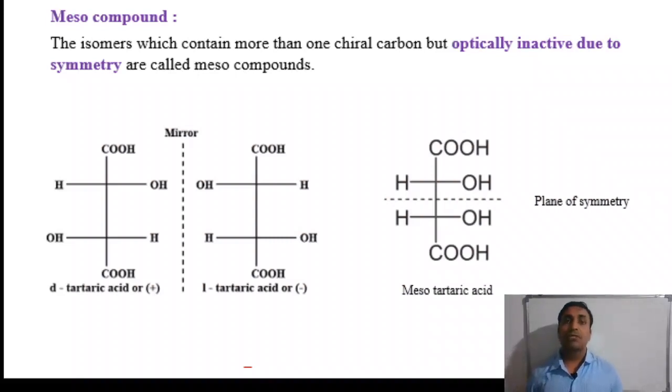Such compounds are called as meso compounds. The famous example of meso compound is tartaric acid. You look at the structure of tartaric acid. It is having three isomers. One is D-tartaric acid. Second one is L-tartaric acid, and third isomer is meso-tartaric acid. Look at this meso-tartaric acid very carefully.